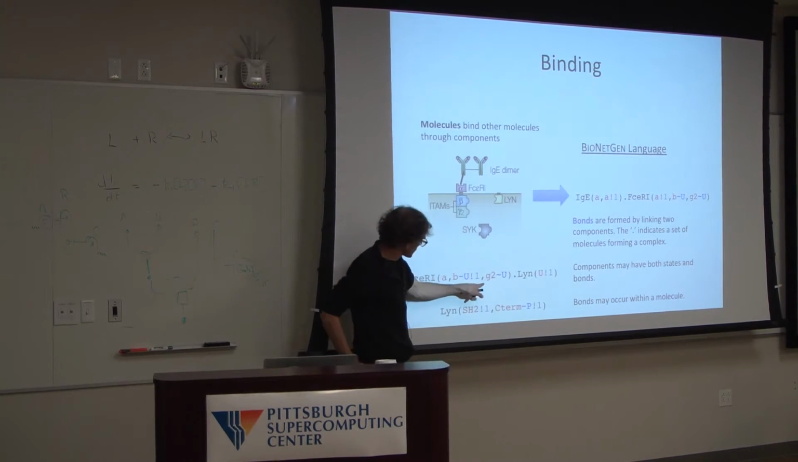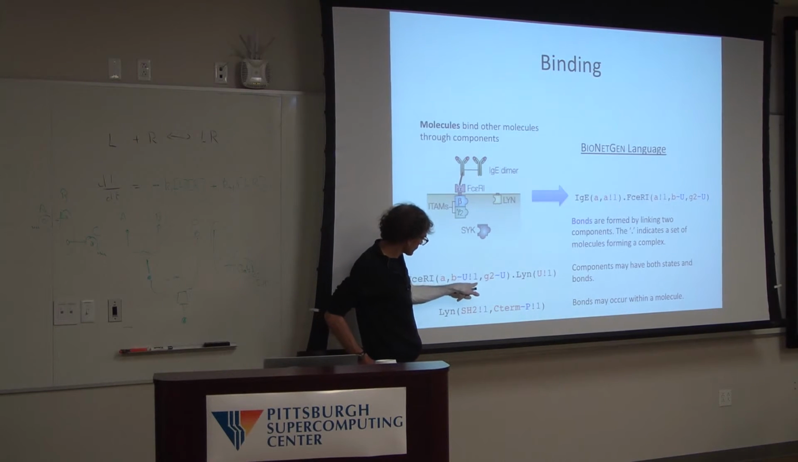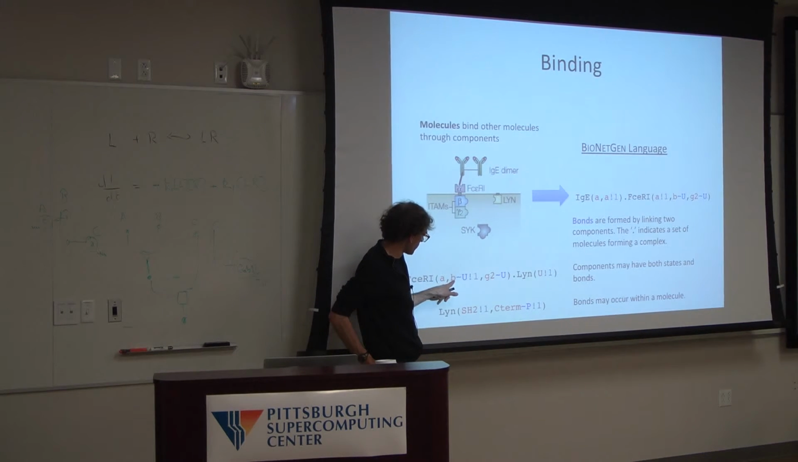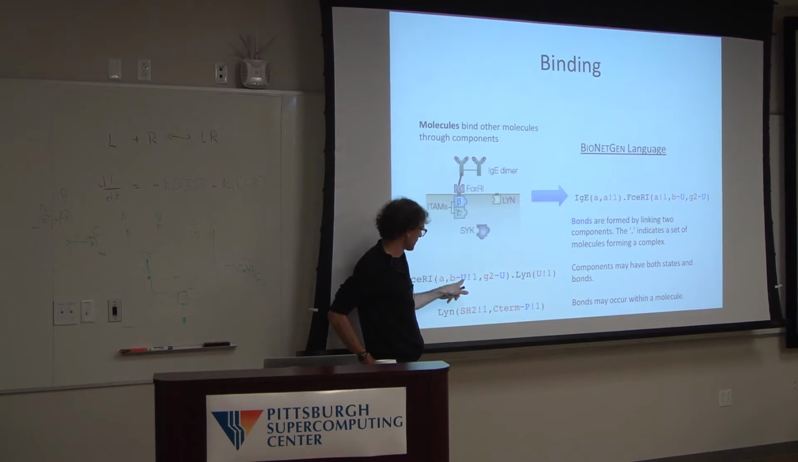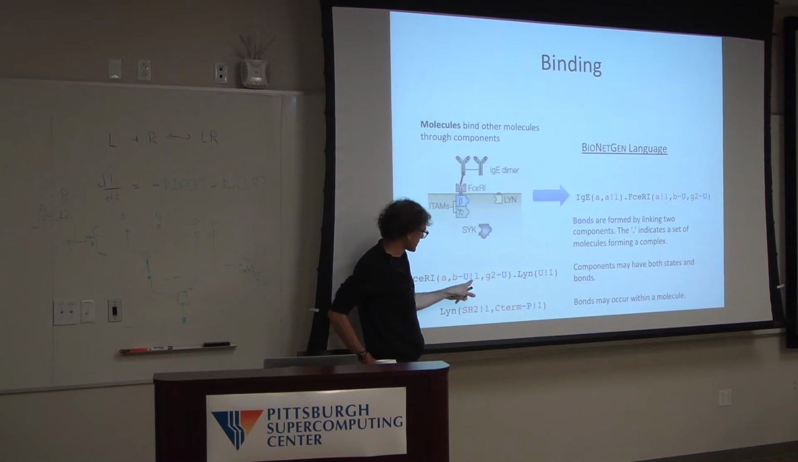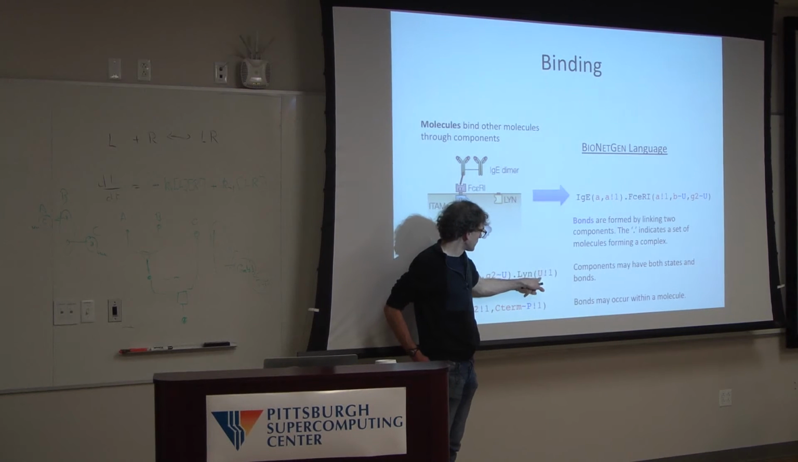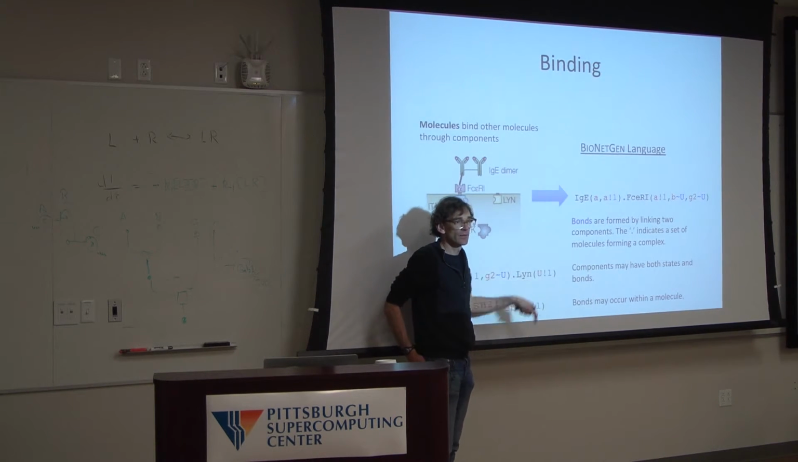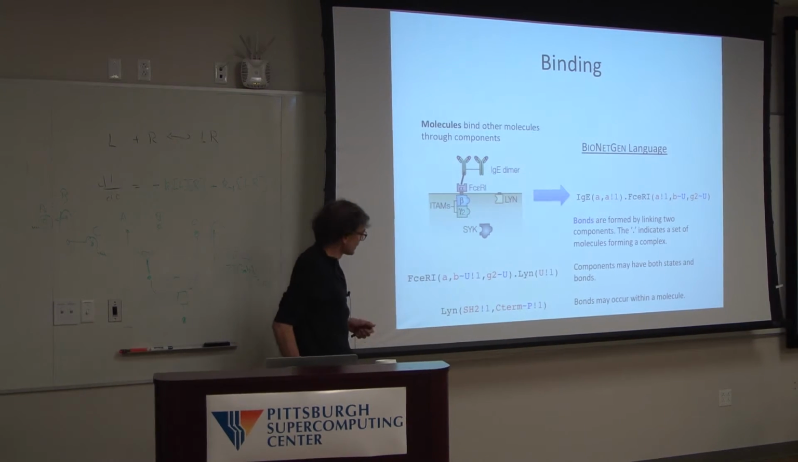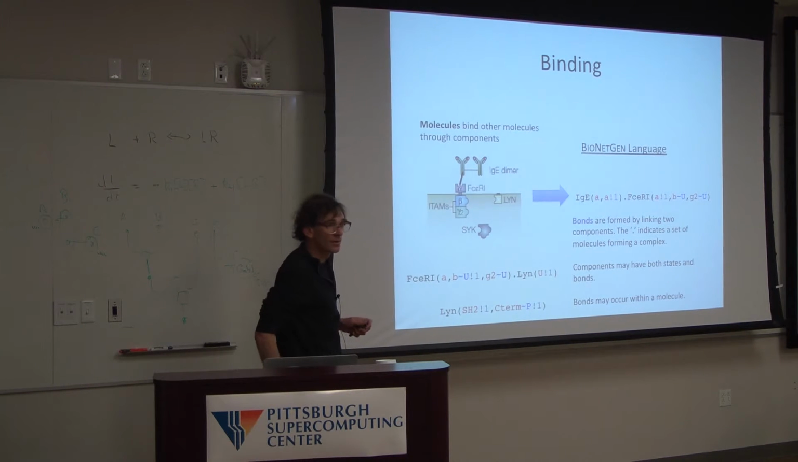So you notice in this particular instance, you have a component. Its state is referenced, so the component is in the unphosphorylated or U state, and then there's a bond that's referenced. It's bound through bond 1 to the U component of Lyn, for example, in this case. Does that make sense? So bonds are sort of the trickiest aspect of the syntax, getting that clear, what that means.